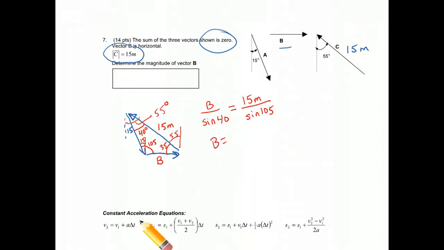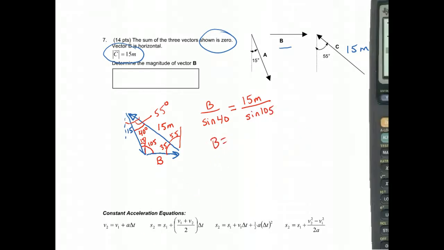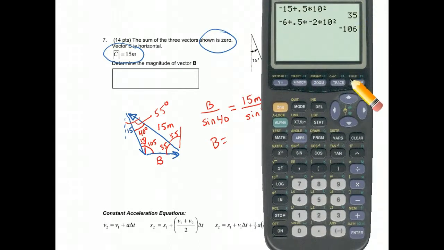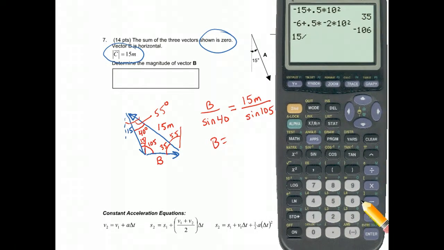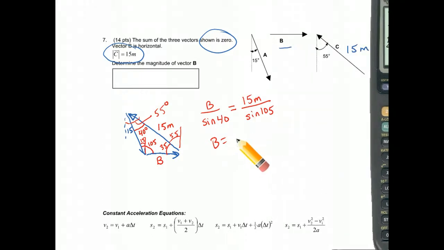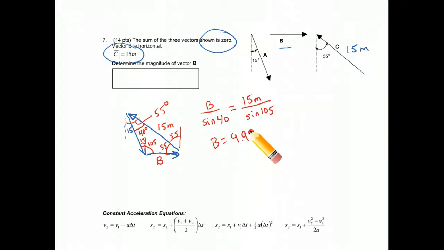Okay, so I can solve for B from that. I'm going to throw that in the calculator. 15 divided by sine 105, and then multiply by sine 40. 9.98. Okay, pretty close to 10. 9.98 units or meters.